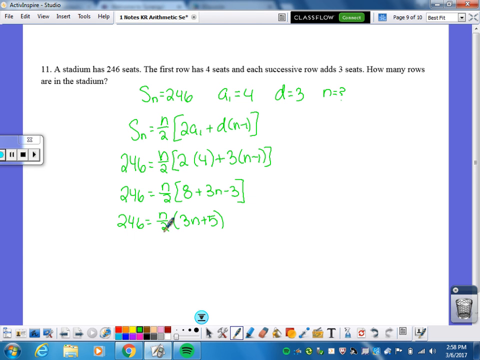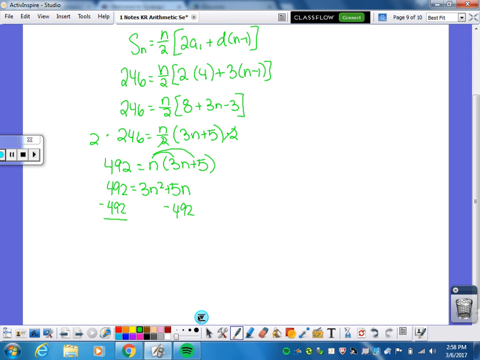Now, I want to get rid of this fraction right here, so I'm going to multiply both sides by 2 to get 492 is equal to n times 3n plus 5. I'm going to distribute my n and get 492 is equal to 3n squared plus 5n. I'm going to subtract 492 from both sides to get 3n squared plus 5n minus 492 is equal to 0.